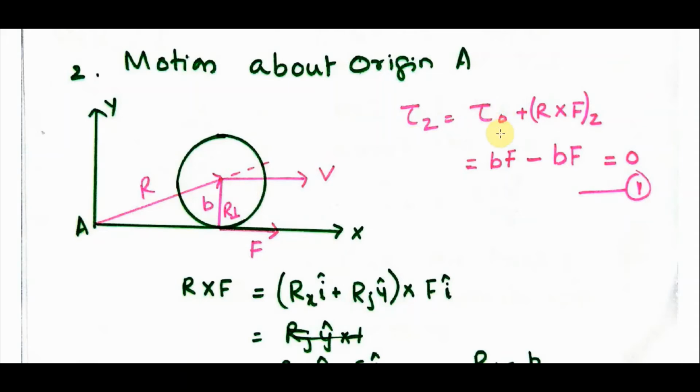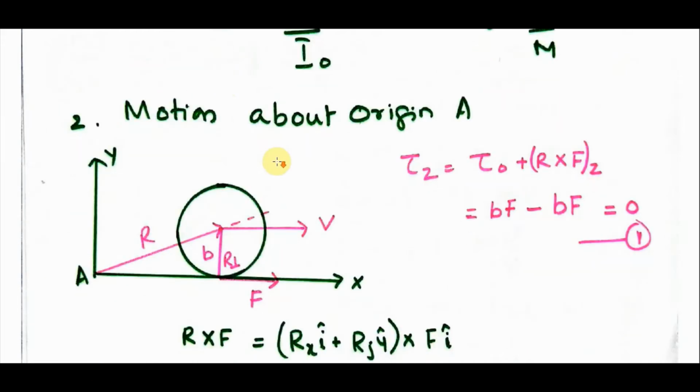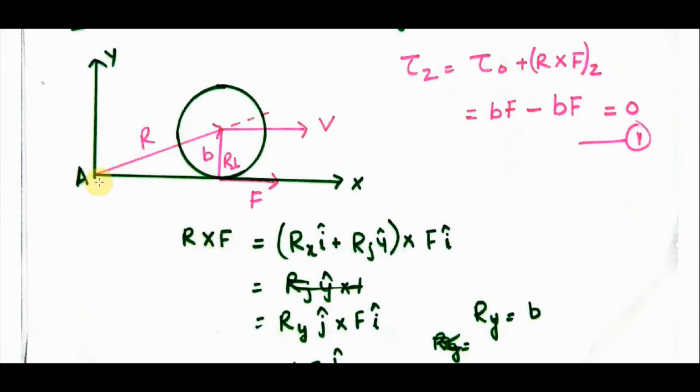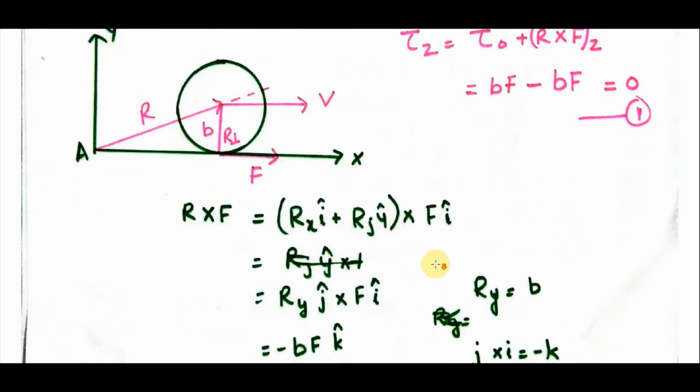So tau 0 you have already got as B F. We have proved here it is equal to B F. Now what about R cross F? This is R, this is the force F acting. R cross F, if you resolve into components, that is the x component plus the y component. That is Rx into i plus Ry into j. That is our R. That cross F is along the i direction, cross F i. So if you take the cross product, i cross i will be 0.